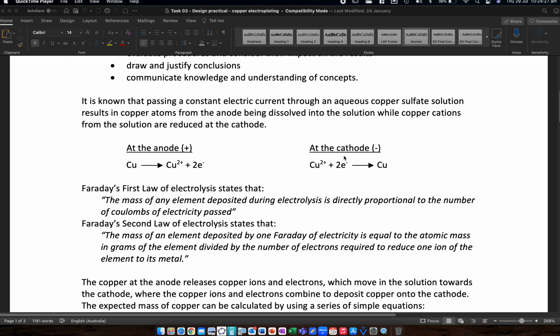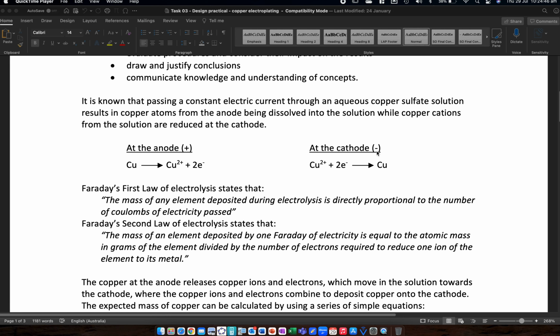What I don't want you to do is to commit to memory that cathode is negative. The reason I don't want you to commit that to memory is when you get to the galvanic cells, where it's actually producing electrical current, like it's acting like a battery, those charges are opposite. But reduction is still occurring at the cathode.